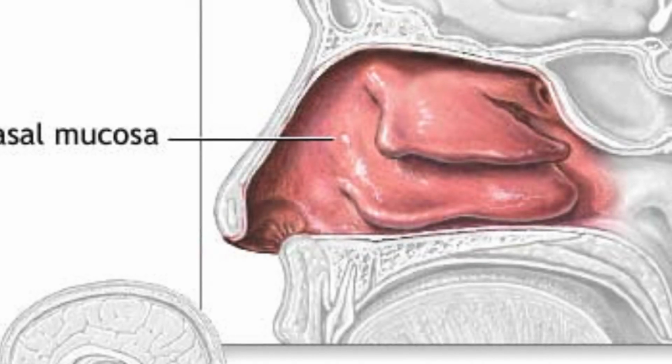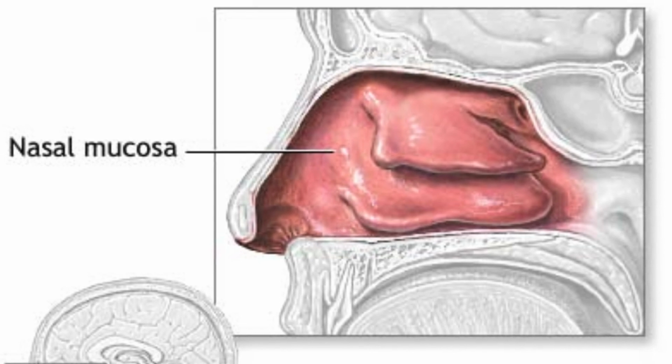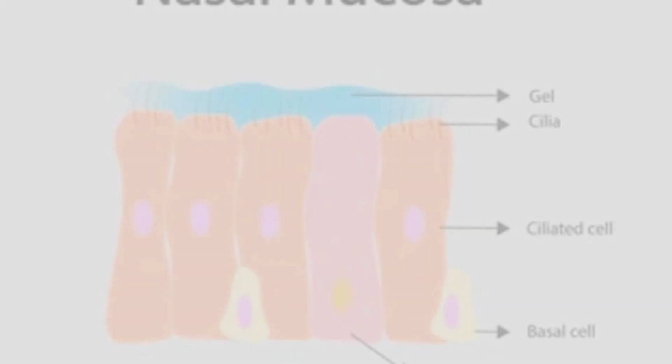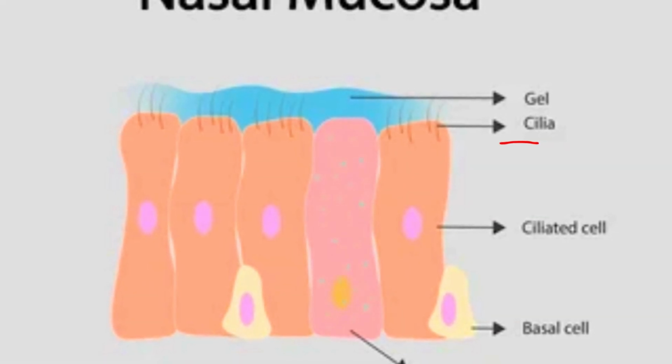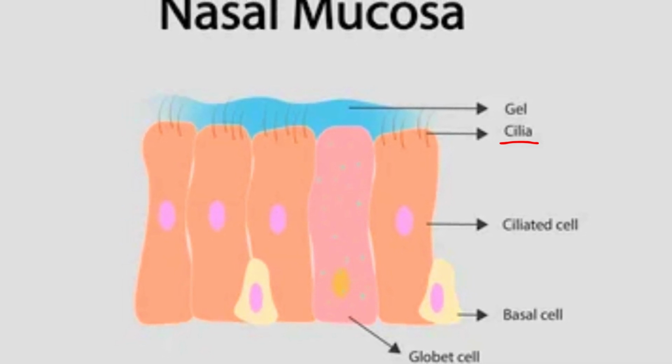The inside of the nose is lined with a specialized membrane called the nasal mucosa. This mucosa is responsible for producing mucus, which helps to moisten and warm the air we breathe. One of the primary functions of the nose is to filter the air we inhale. The fine hairs present inside the nasal cavity, called cilia, trap large particles and prevent them from entering the lungs.